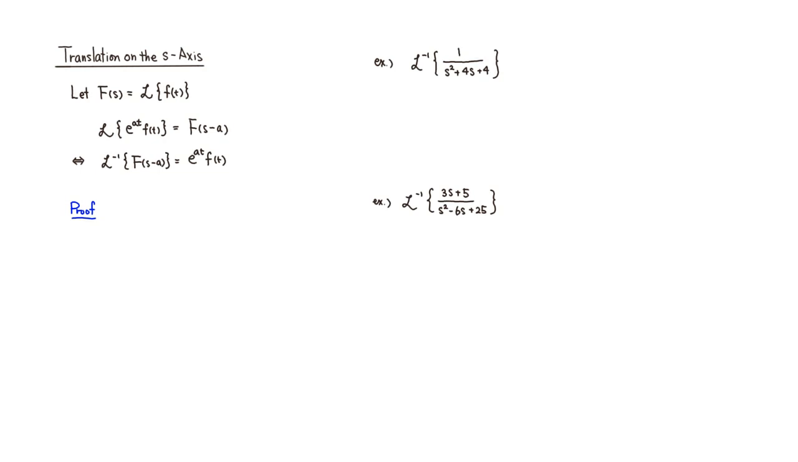Alright, let's look at the translation on the s-axis. If you take the Laplace transform of e to the at f of t, then you will get F of s minus a. So you can see that this e to the at is going to be the translation. It just shifts to the right by a, right?